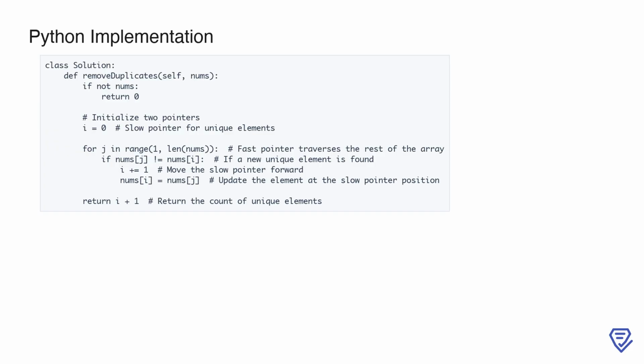If the values are different, it means a new unique element has been found. The slow pointer i is incremented, and nums[j] is copied to nums[i], effectively placing the unique element in its correct position. After the loop completes, the function returns i plus 1, which represents the count of unique elements in the modified array. Since i is 0-based, adding 1 gives the total count of unique elements.